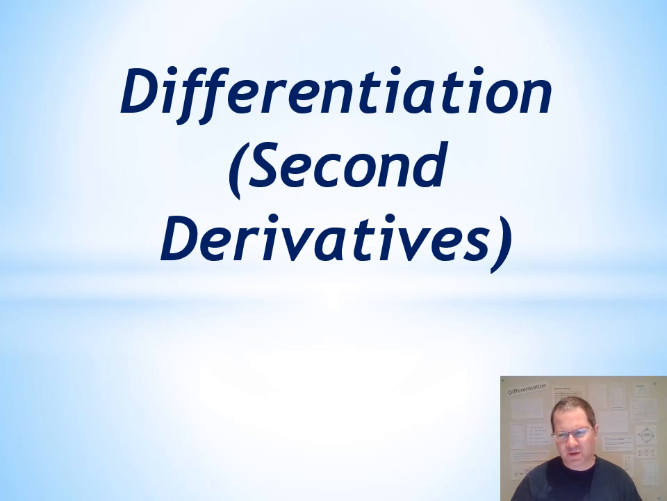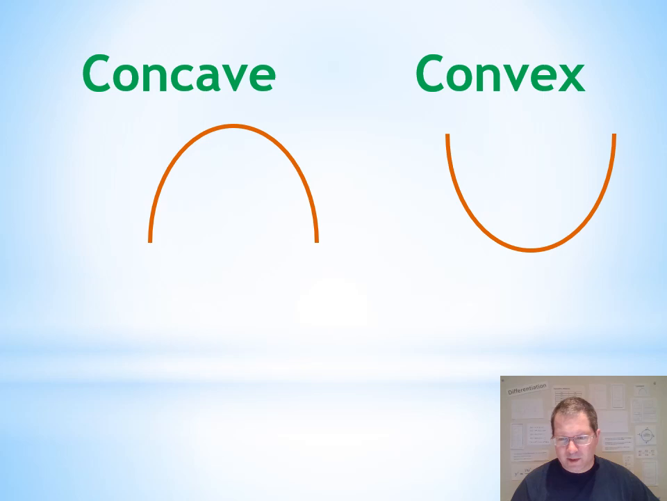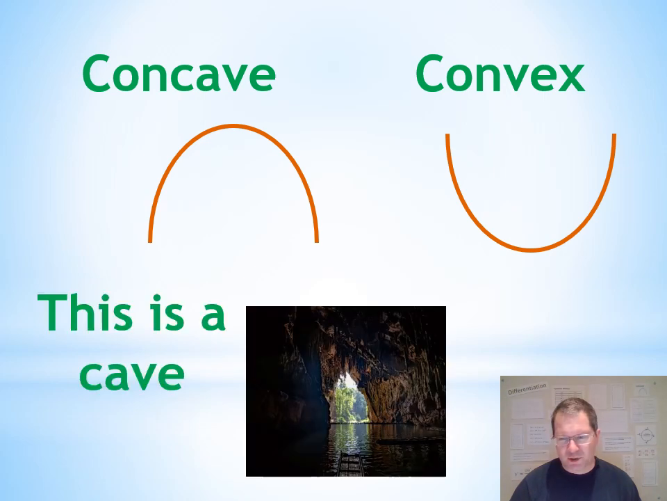Hello, in this video we are looking at second derivatives. To begin with, we need to understand what is meant by a concave and a convex curve. So concave looks a bit like the intersection symbol from statistics, and convex looks a bit like the union symbol. They don't have to look exactly like that, but the idea of which way up they are is the important bit. And for anybody who doesn't know what a cave looks like, this is a cave and looks like a concave curve.